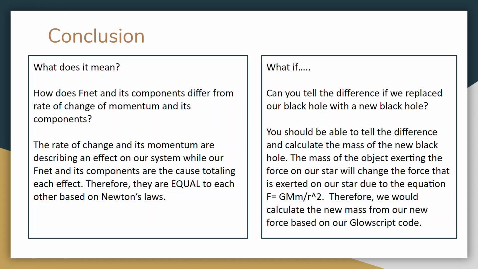And if we put a different black hole in the place of our black hole, you actually should be able to get a different mass because in our force equation, as previously stated, G times m1 m2 over r magnitude squared, it will end up having an effect with a different m in place, and therefore you calculate the new mass, and that is the end of this lab.